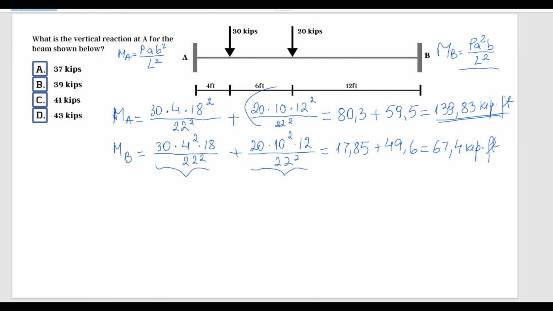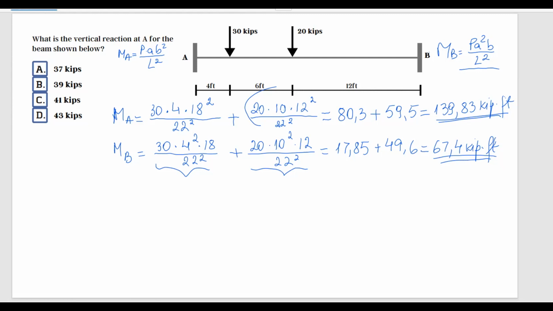So now we have the moment at both supports. Now that we have the moments, the only unknowns here are actually the vertical supports.